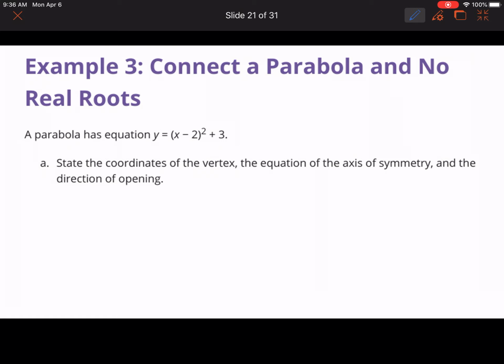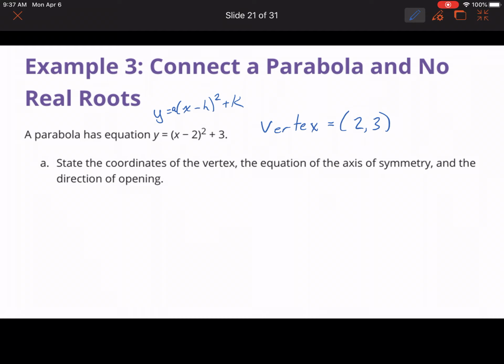So A we know quite a bit about because we're already in the vertex form. So we need to remember that our vertex form is y equals a(x minus h) all squared plus k. So our h, again, is the opposite sign of what we're seeing, and our k is the same sign as what we're seeing in the formula. So our vertex equals 2 and 3.